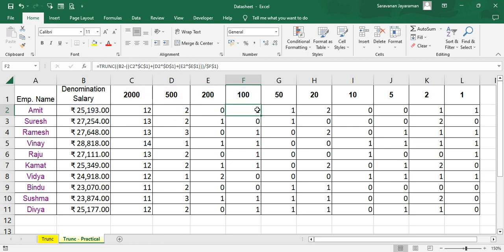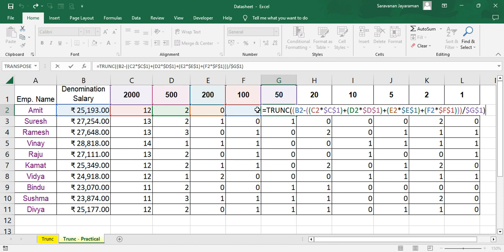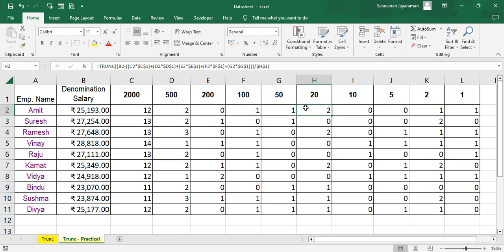Whatever value remains, we know that 193 is remaining, so we can give 100 rupees. Then the remaining 93 rupees divided by 50 is 1, because we cannot give 200, it's less than 100. So it will give 1, then the remaining, and the coins, and so forth and so on, it goes on.